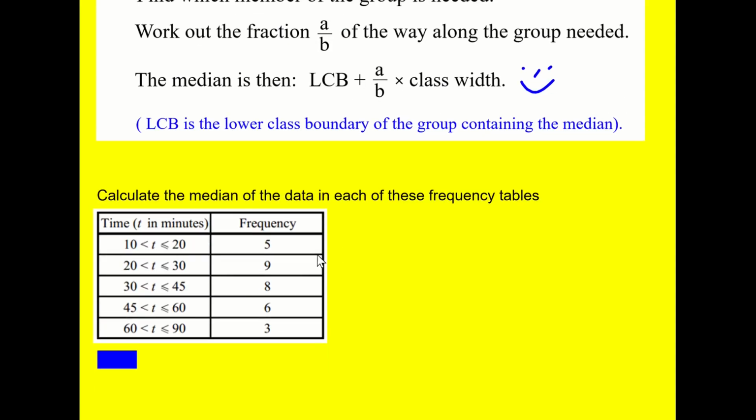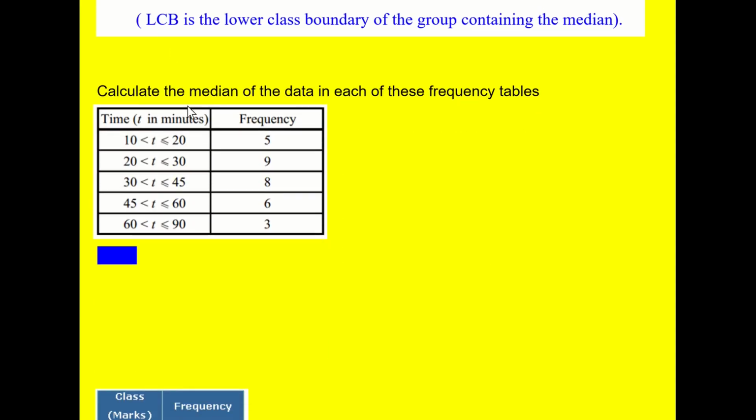Okay, let's have a go at a few more questions. So pause the video and see if you can find the median, the estimate, I should say, of the median of this grouped frequency table. Okay, I'm going to go through this. So we're going to add up the frequencies. 5 plus 9 plus 8 plus 6 plus 3. That gives us 31. In this case, n is equal to 31, and n over 2 is going to be 15.5.